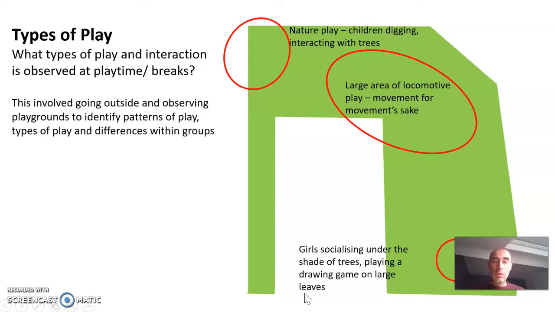So what sort of things were we looking at? Well, what types of play and interaction were observed at break time? This involved us going outside and observing playgrounds, and we were looking specifically at patterns of play, types of play, and differences within the groups.